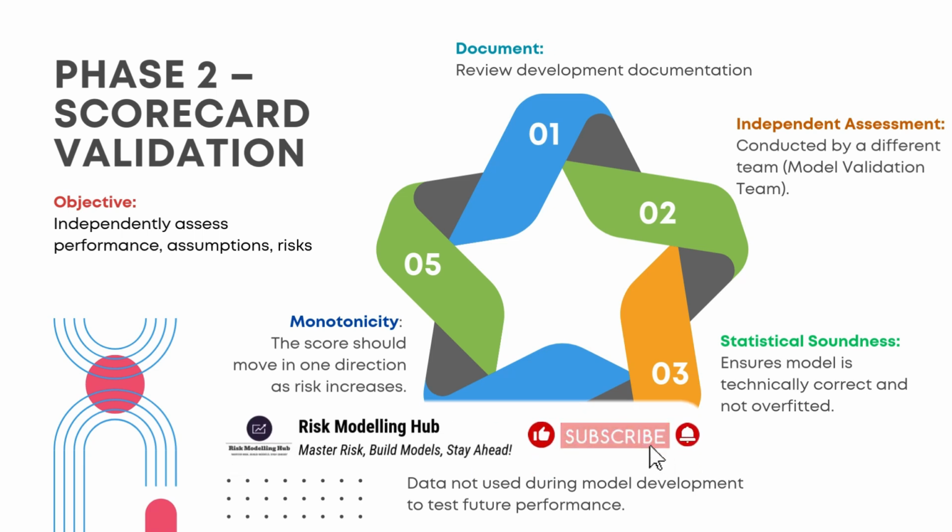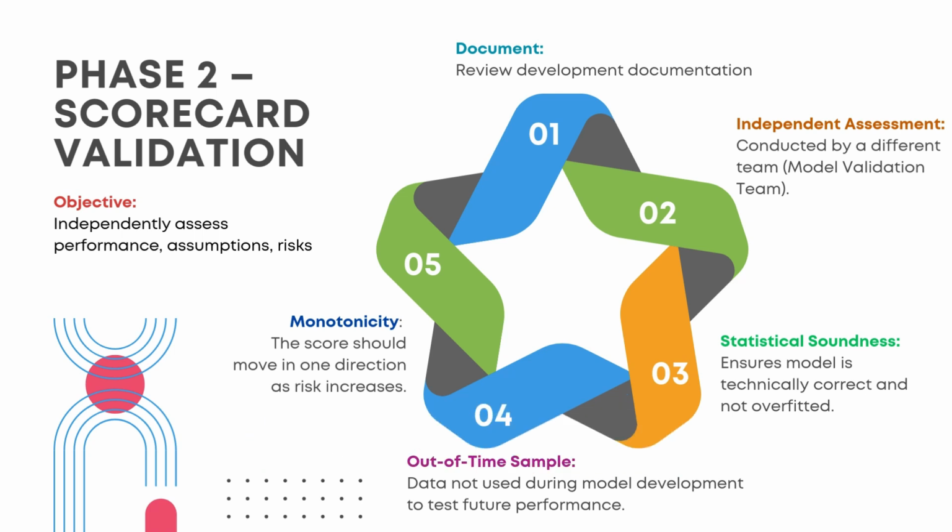That is, the model should perform well not just on historical data but also on newer data. Monotonicity. The score should move in one direction as risk increases. That is, default risk should consistently increase as score decreases.